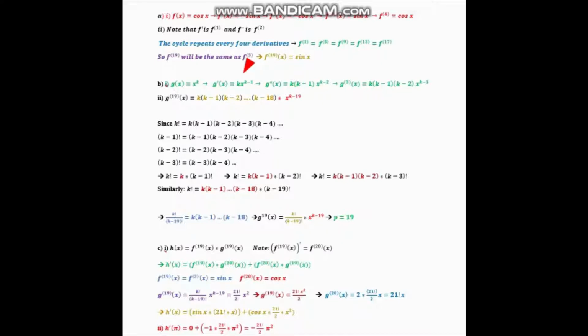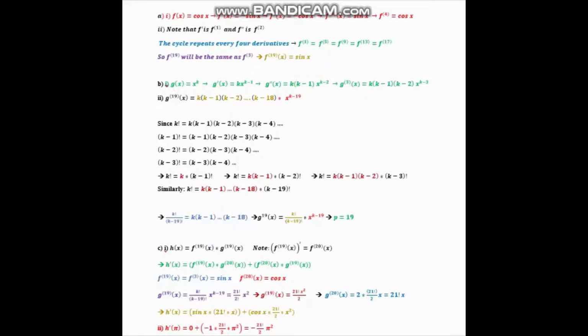So let's first look at what happens to the powers of x as I progress with derivatives. The second derivative has x to the power of k minus 2. The third derivative has x to the power of k minus 3. Hence, the 19th derivative of g of x shall have a power of k minus 19. So this is the first part.